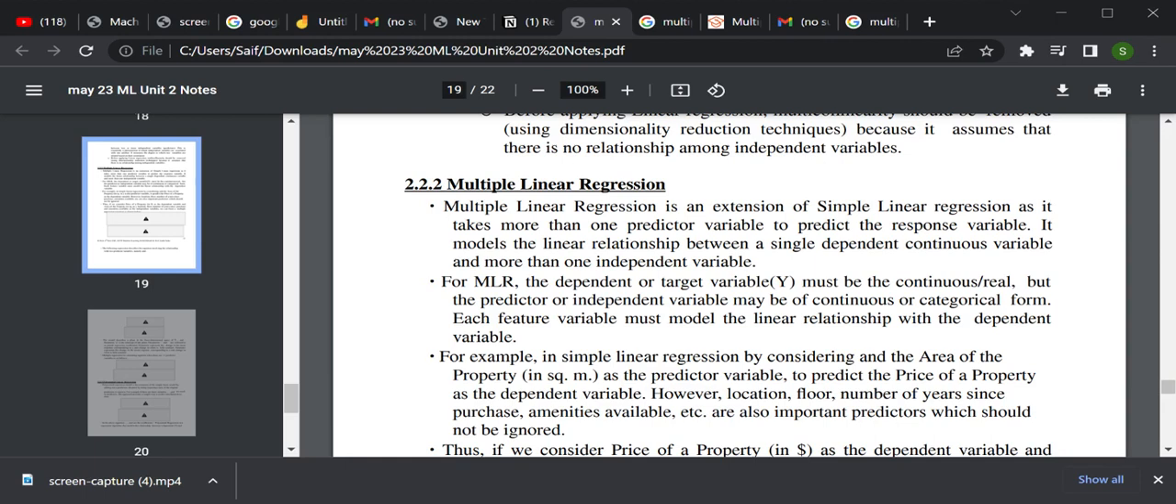It models the linear relationship between a single dependent continuous variable and more than one independent variable. This is the highlighted point that makes the difference between a single linear regression and multiple linear regression. The concept is very easy. We will not waste time here.